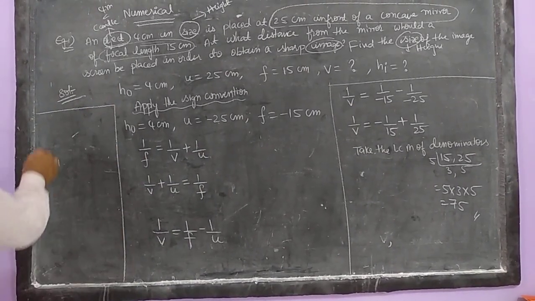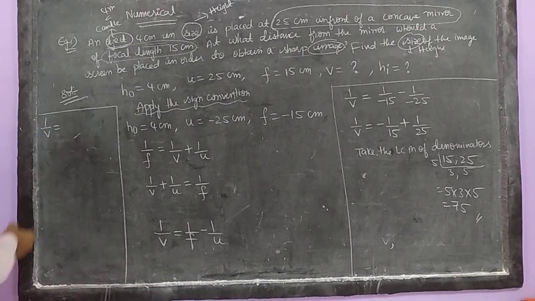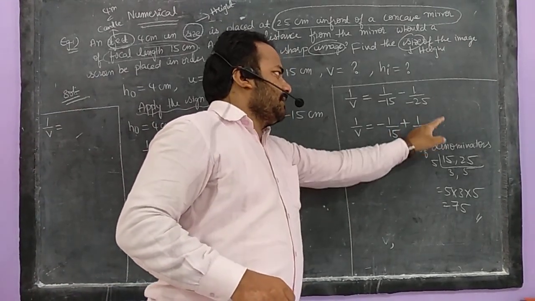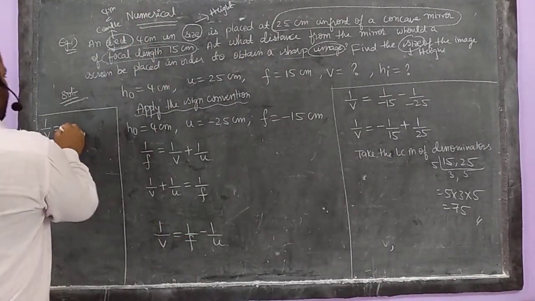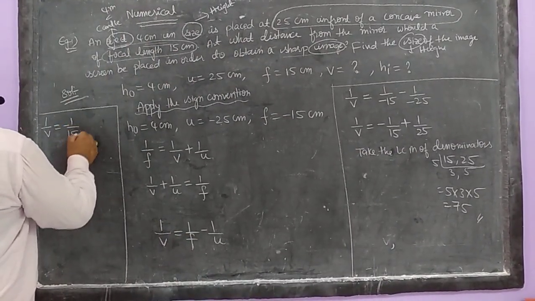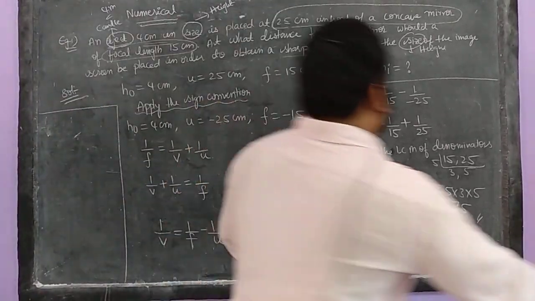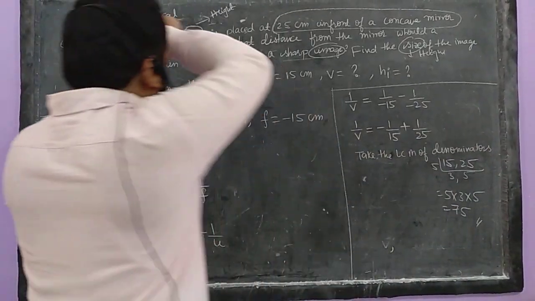Now 1 by v is equal to, this 75 is common for both the numbers, for minus 1 by 15 and for plus 1 by 25. So we should multiply minus 1 by 15. Okay, the base is not sufficient here. We will have this part.